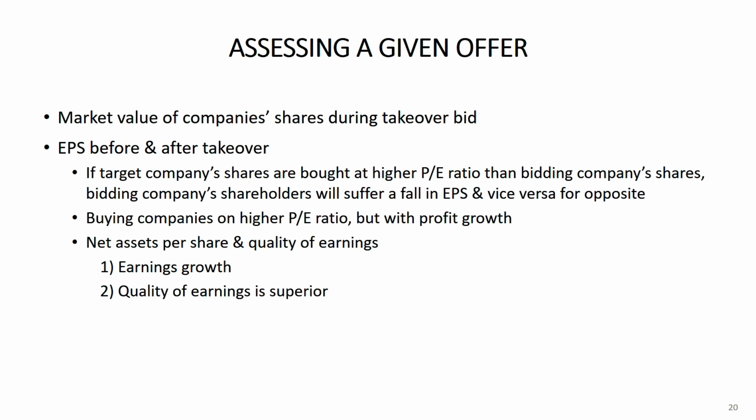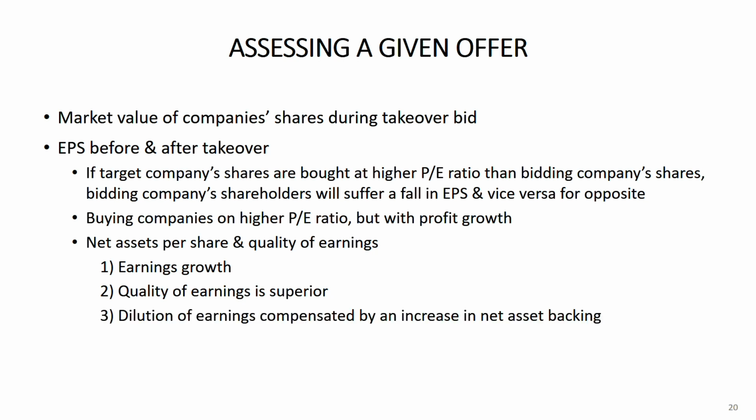Second is quality of earnings is superior. Your quality of earnings is superior despite a fall in EPS. And the third one is dilution of earnings is compensated by an increasing net asset backing. Yes, if your net assets are increasing, then even if your earnings are diluting, it will still be compensated. So you don't have to worry about that fall in EPS in these three conditions.